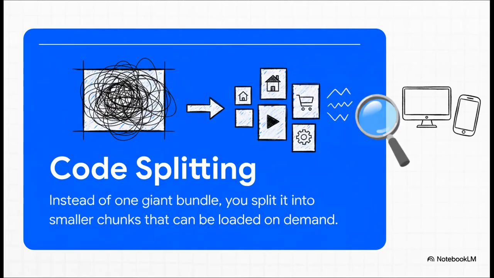The idea here is actually brilliantly simple. Instead of having one giant delivery truck show up and dump everything on your lawn, imagine getting several smaller, well-organized boxes instead. That's precisely what code splitting does for your website's code. It takes that massive file and breaks it into these smaller pieces, or chunks, that can be loaded on demand.